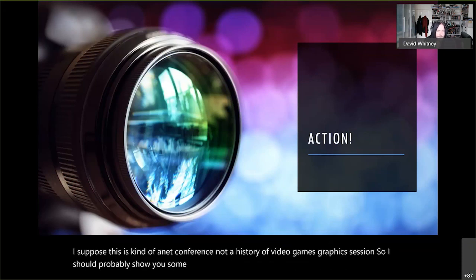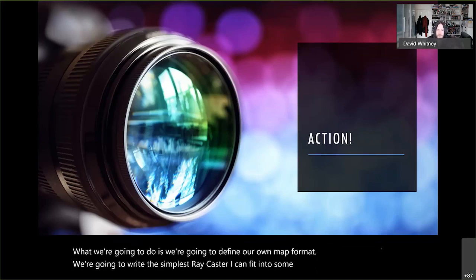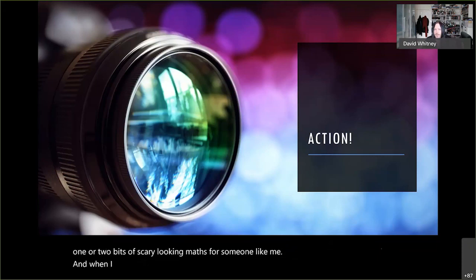What we're going to do is we're going to define our own map format. We're going to write the simplest raycaster I can fit into some slides, and we're going to do 1 or 2 bits of scary looking maths for someone like me. When I say someone like me, I mean someone that stopped studying maths at 16. And then finally, we're going to render our own 3D world.